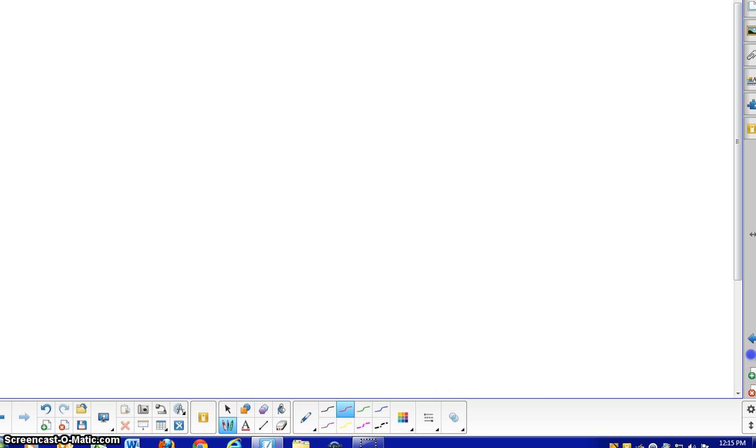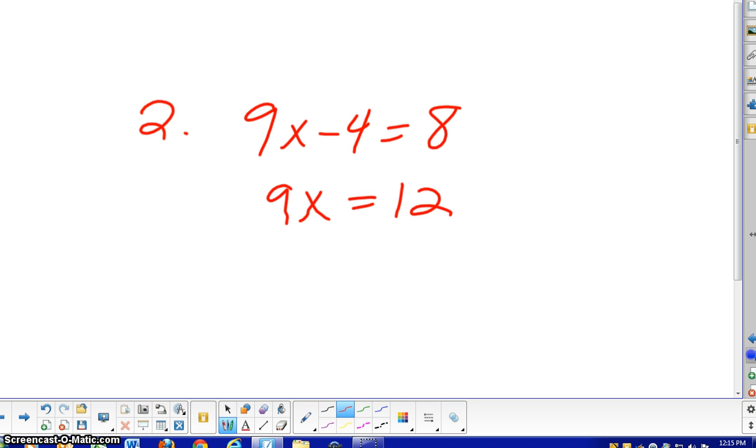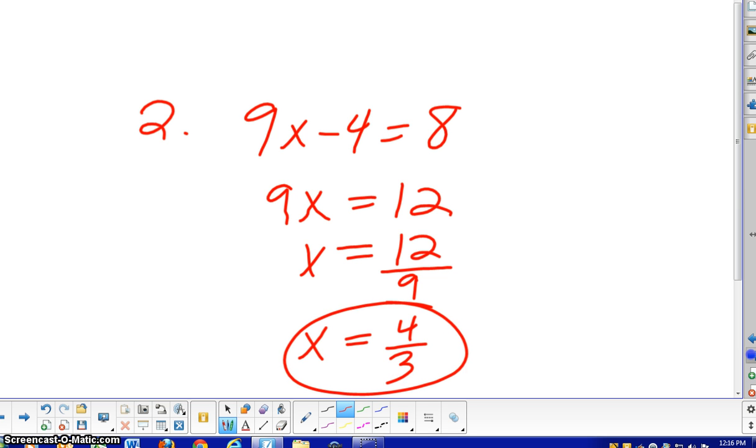Number 2: 9x minus 4 equals 8. You can push pause and go ahead and solve for x. You should end up with 9x equals 12, and then x is going to equal 12 over 9. Always reduce those fractions. 3 goes into both of them, so it's going to be 4/3.